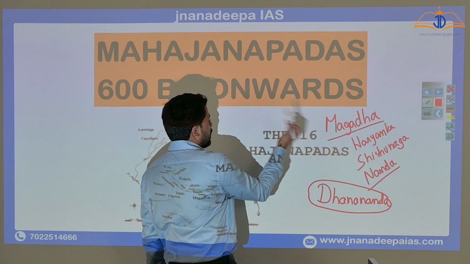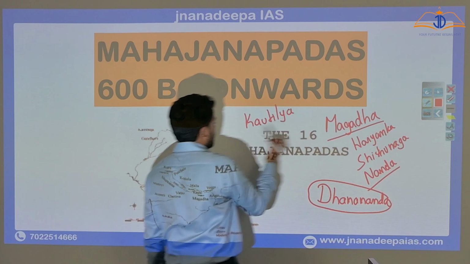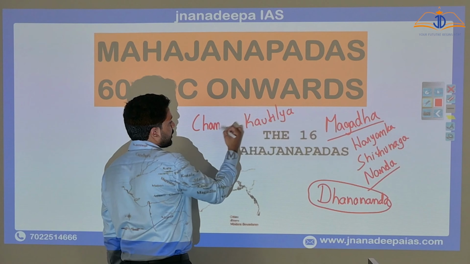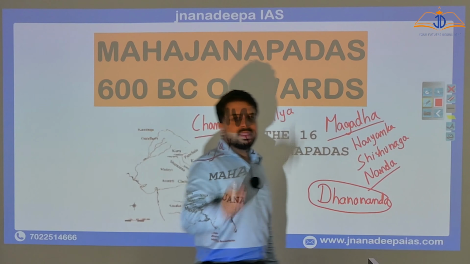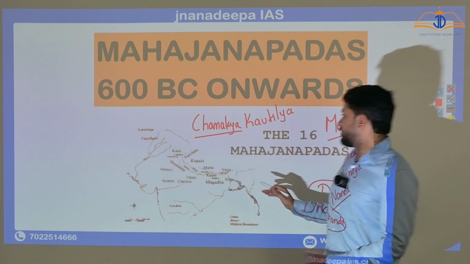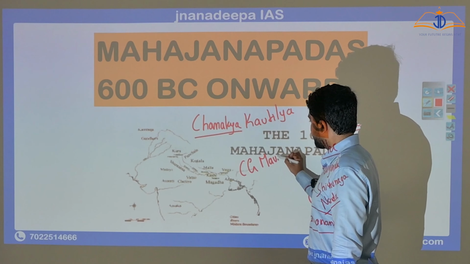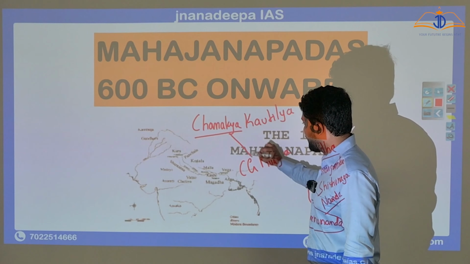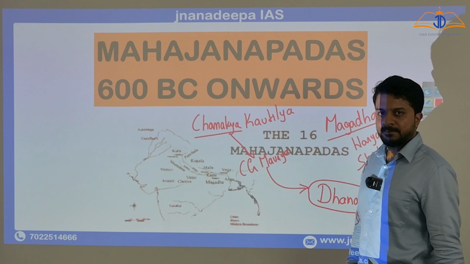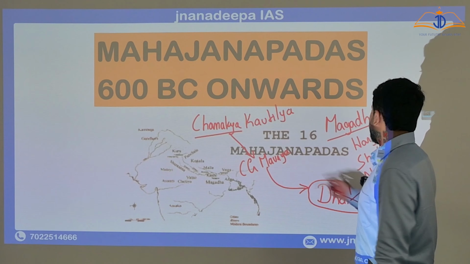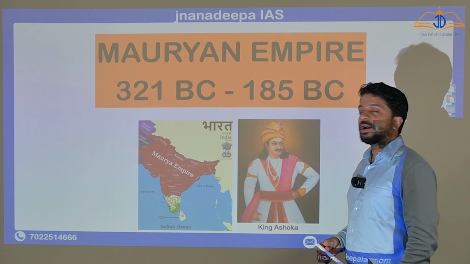His name was Kautilya, popularly called Chanakya. So this person, Chanakya, helped Chandragupta Maurya. Chanakya helps Chandragupta Maurya to defeat Dhanananda. And after defeating Dhanananda, Chandragupta Maurya will establish the Mauryan Empire.